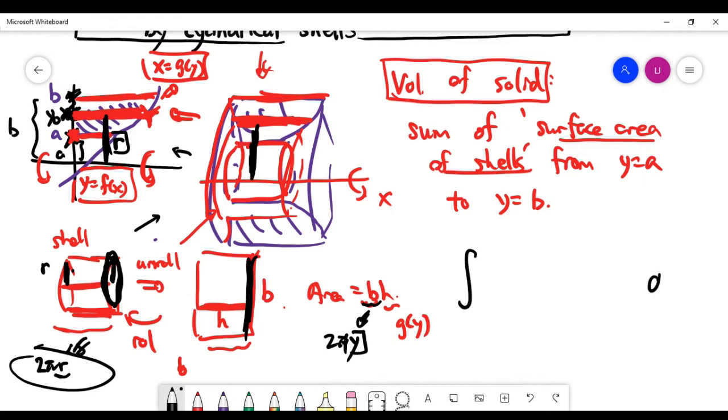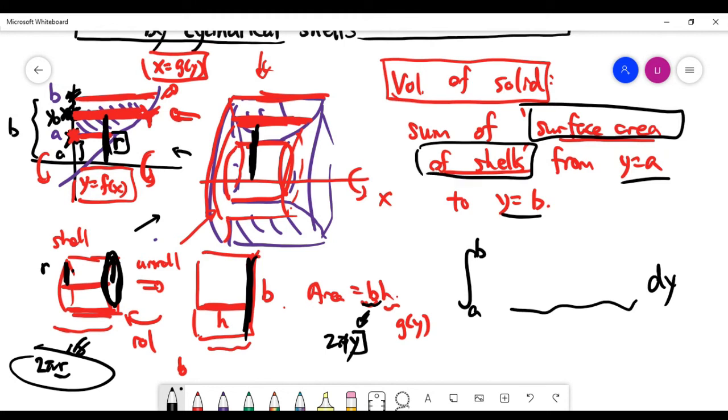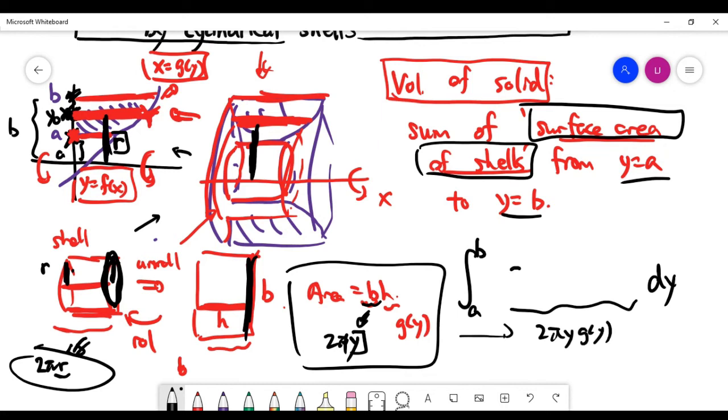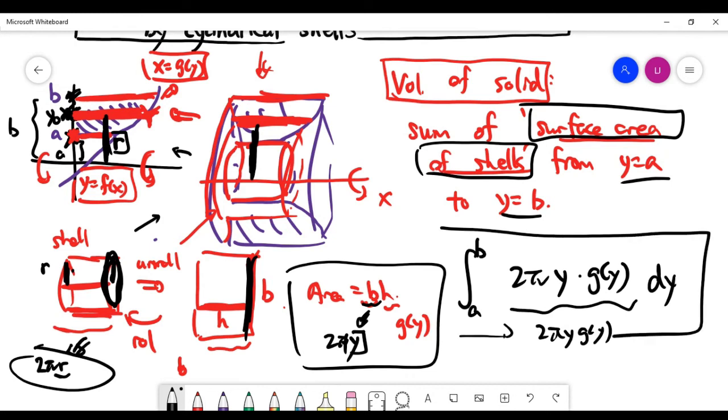The formula is going to be a y integration because you're going along a and b. The content inside the integral represents the surface area of a shell, and one surface area, we understand, is the same as 2 pi y g of y. So I put it here, 2 pi times y times g of y. This volume formula will help you find the volume of this purple solid.